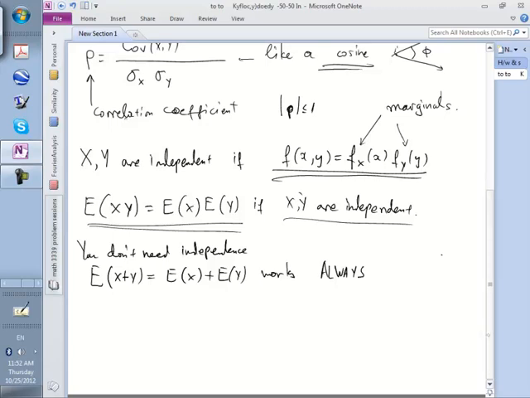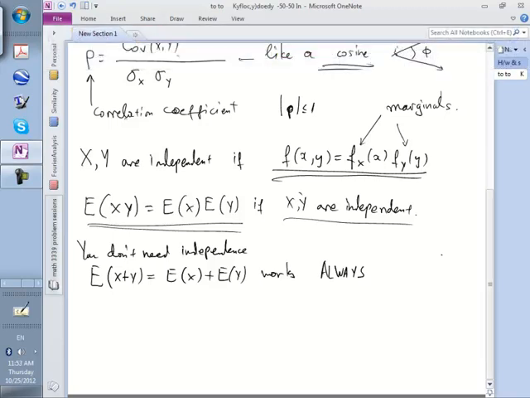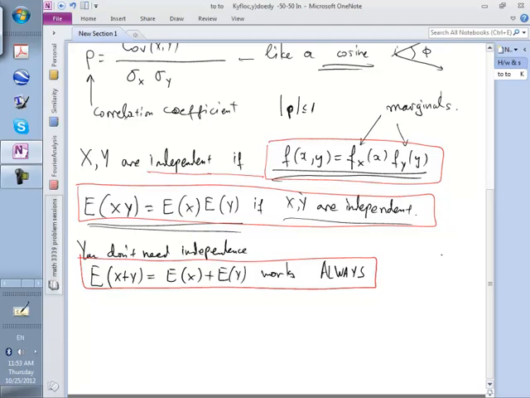Those are very important formulas that I will be using a lot today. So let me also mark them a little bit in my red boxes here. Independence means that. This formula requires independence. This formula is valid always. Okay?